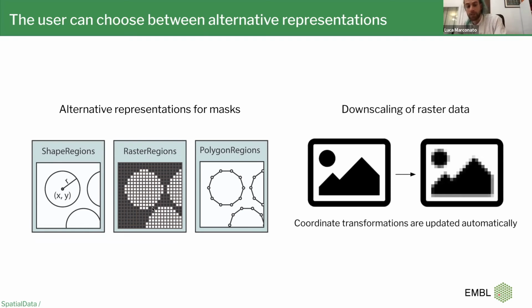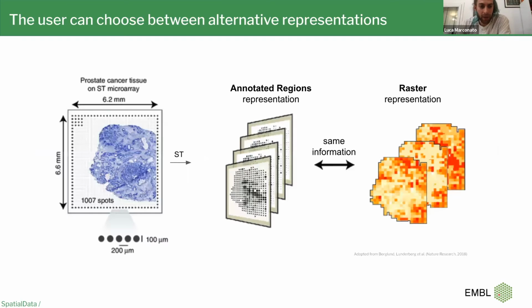This is not the only case in which the tool is doing this for the user. Also, when you have a high resolution image, you may want a lower resolution image. You want to downscale. And when you downscale, the problem is that the coordinate transformations need to be updated. And right now you have to do it manually. So the tool does that for you. If you do a downscaling, the coordinates are computed under the hood and saved, and you don't have to worry about this.